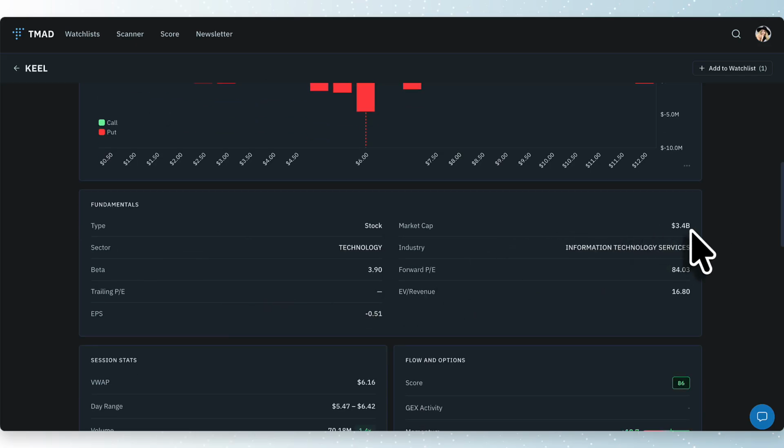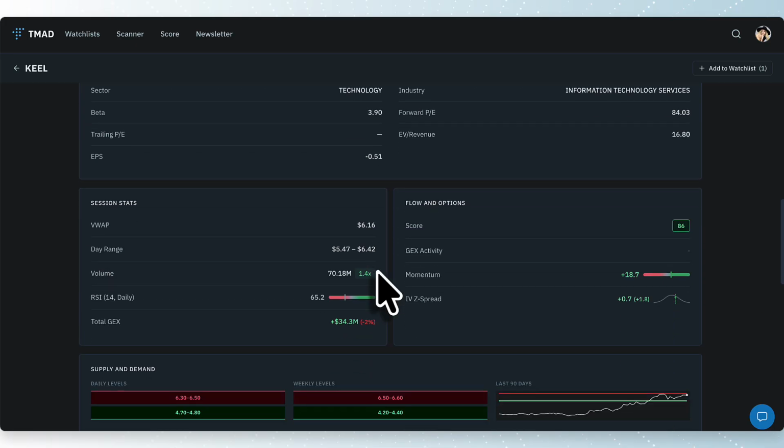Fundamentals: 3.4 billion market cap, revenue, forward P/E, beta is 3.90. That's really high. Very important metric. It moves 3.9 times the amount of SPY.